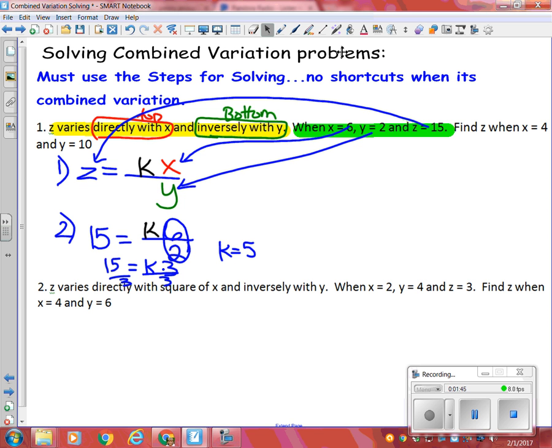Now, step 3 is where you write the equation with constant k in it. So step 3, we still have z equals. Now I know that my constant is 5. It's going to be 5x over y.